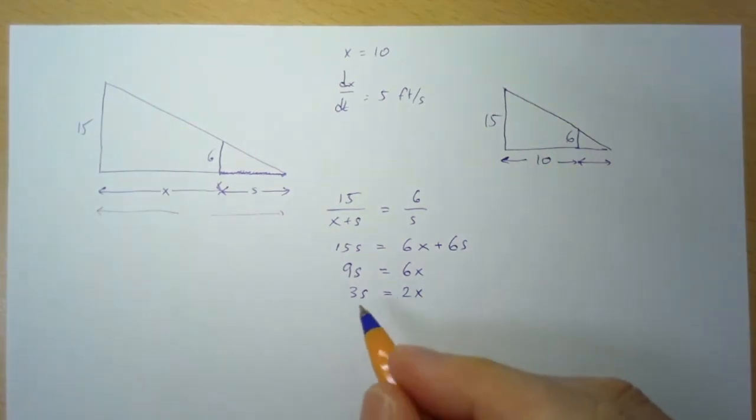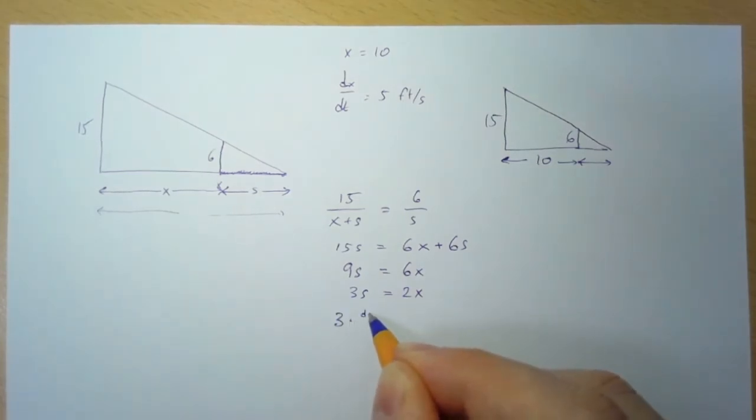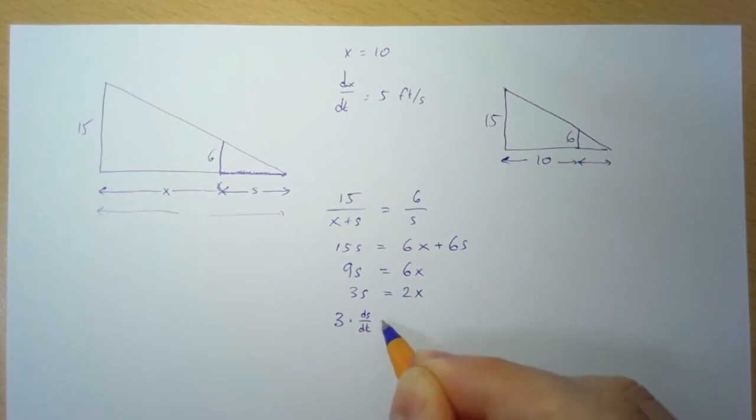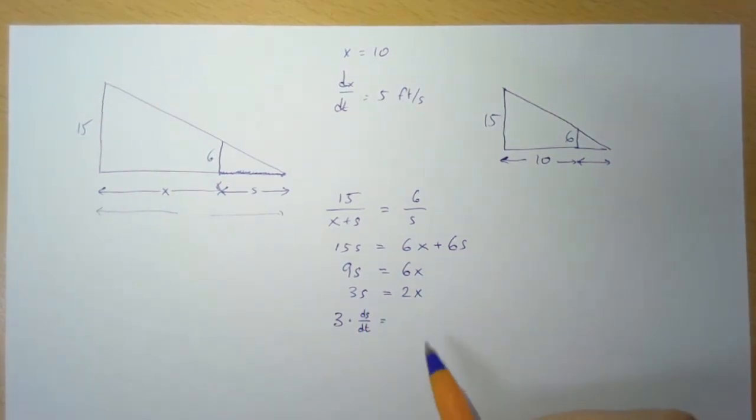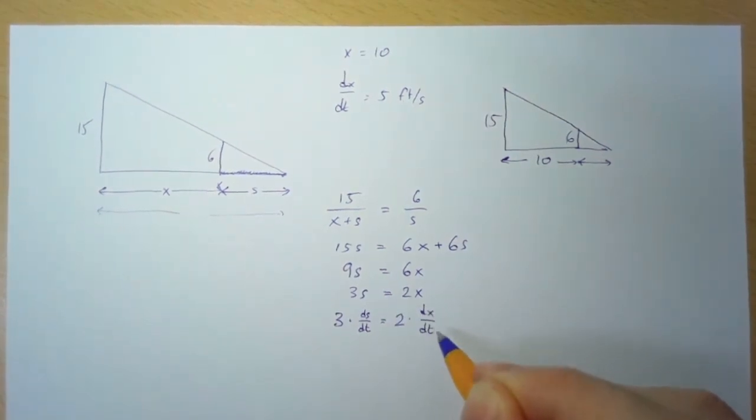So implicit differentiation, the derivative of 3s is 3 times ds dt, because we are differentiating in terms of t, not s. What's the derivative of 2x? It's 2 times dx dt, because we are differentiating in terms of t, not in terms of x.